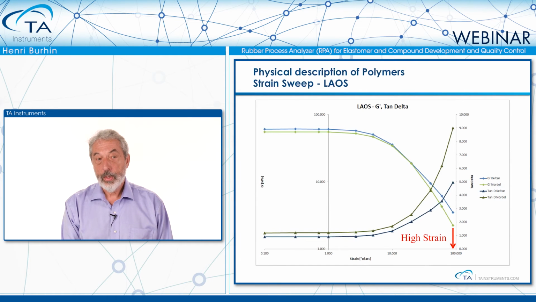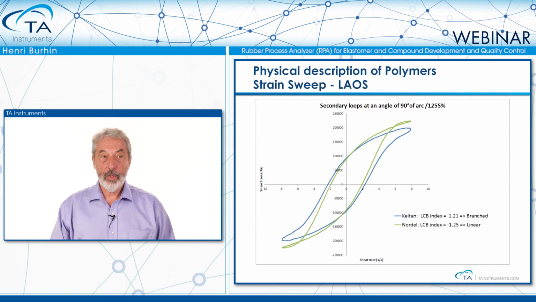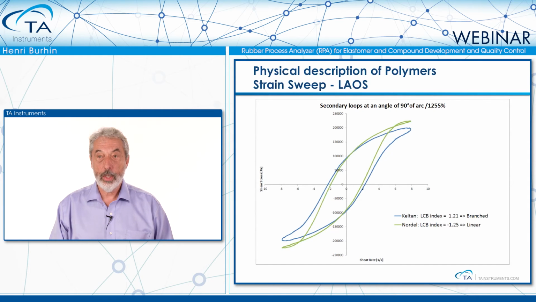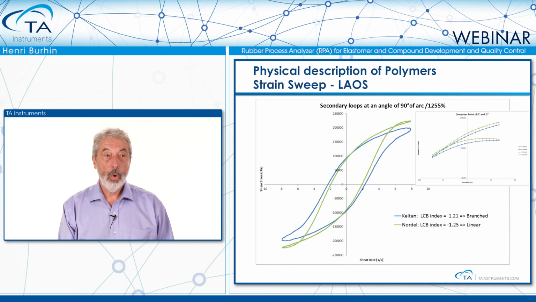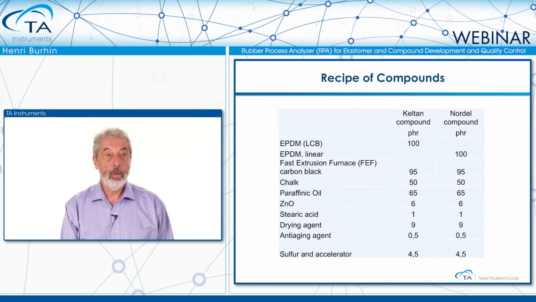At high strain, the same, and in the Lissajous figures, we can easily see that the Nordel, which is linear, gives a secondary loop, while the Keltan is giving no secondary loop. And we can see that the LCB index for Nordel is negative, while the Keltan LCB index is positive. So we can see that also on the G prime and G double prime curve.